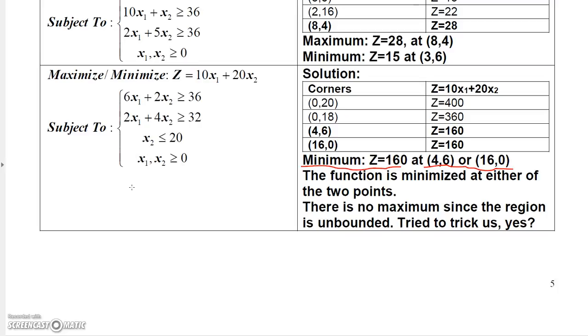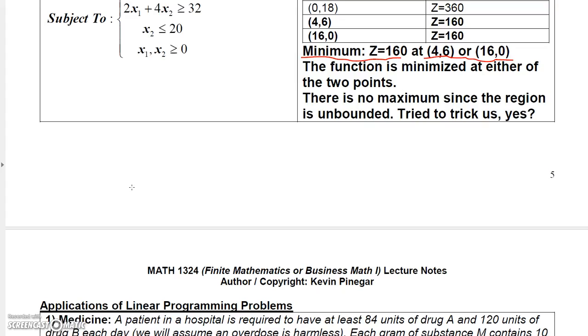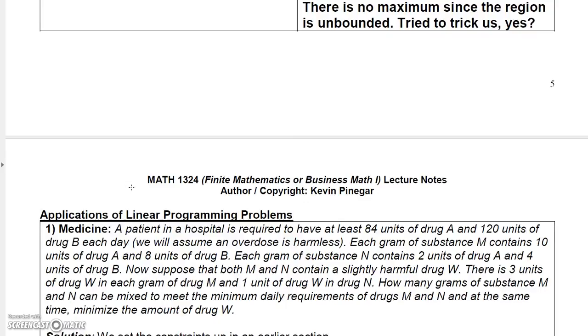In the practical sense, you should list both as answers, but in the practical sense, if you're trying to decide whether to manufacture 4 of one kind and 6 of the other, or 16 of one kind and 0 of the other, then you would have to figure out which would be better in your case.